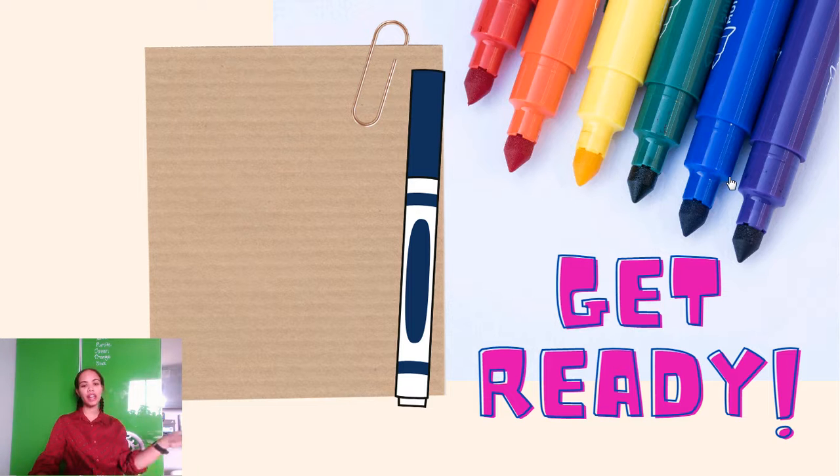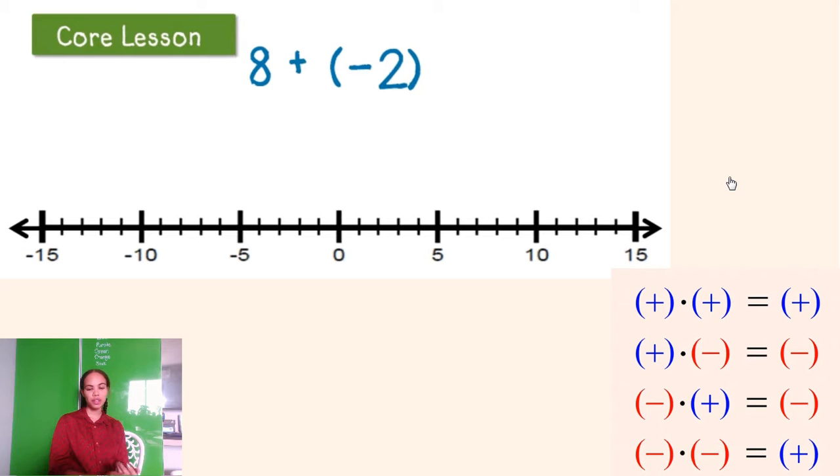Make sure you've got your paper ready, pencils, whatever you need, your notebook, your green writing book, so that you are ready to make notes. This is part 2, negative numbers. Let's go. Look at this.